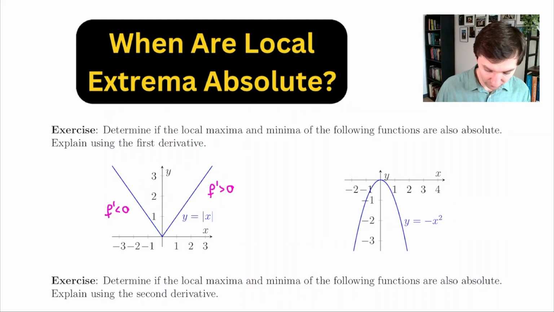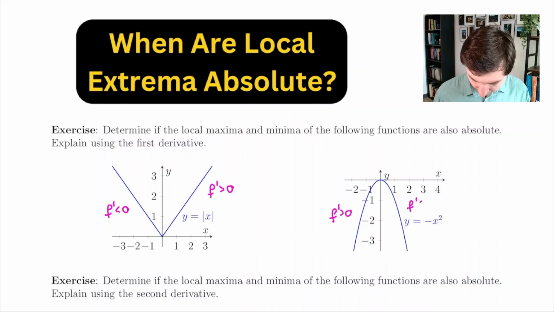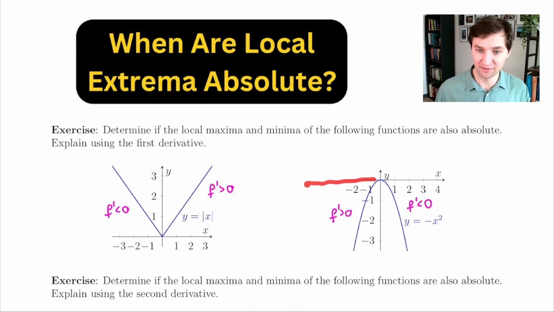The derivative goes from positive to negative at x equal to 0. What's more, the derivative is always positive on the left side of 0 and always negative on the right side of 0. The function is always increasing on the left side of 0 and always decreasing on the right side of 0, which tells you that the local maximum must also be absolute.